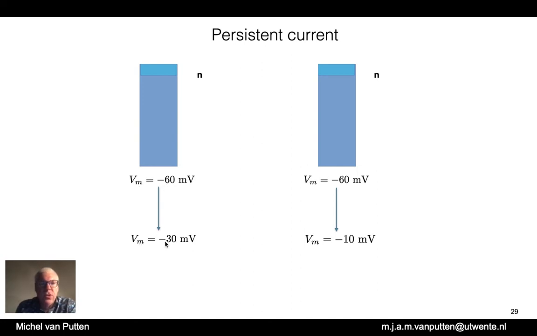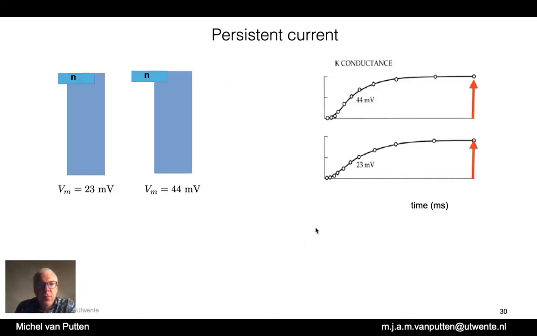If we increase the voltage to minus 30 millivolt, then this process takes place. So the gate opens a little bit. And if we increase the voltage even more, to say minus 10 millivolt, make it less negative, then the gate opens more than in the previous case. So the final position, the eventual position of the gate, apparently increases as the membrane voltage increases. And that's exactly how a typical potassium persistent current channel behaves.